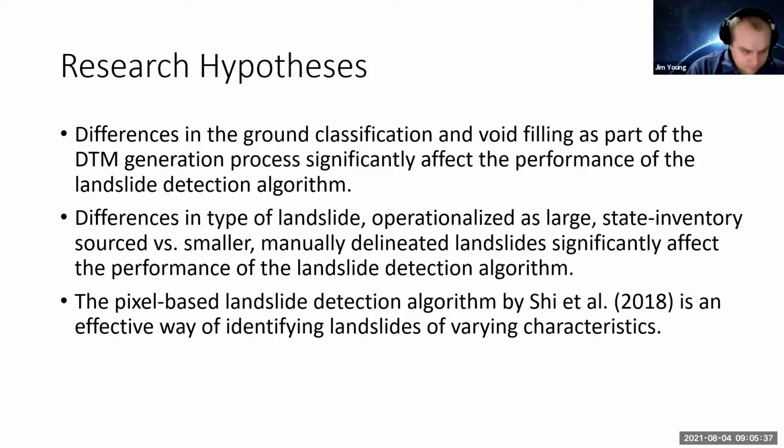And then the third hypothesis was more focused on the actual feasibility of the algorithm itself. So number three is: the pixel-based landslide detection algorithm by Xie et al. 2018 is an effective way of identifying landslides of varying characteristics.